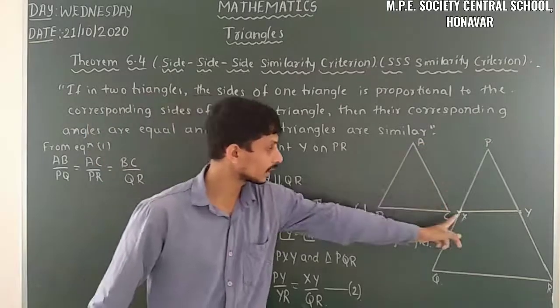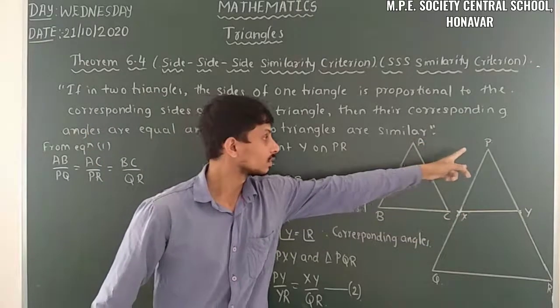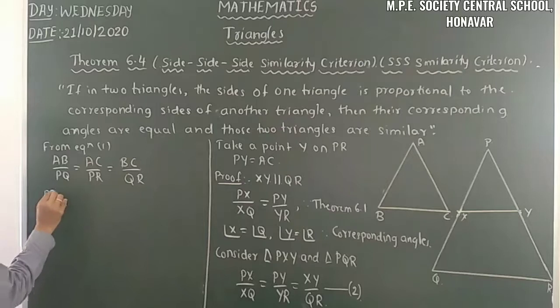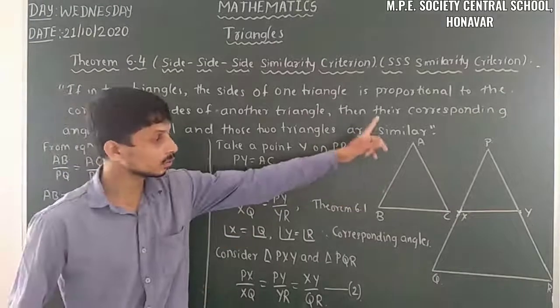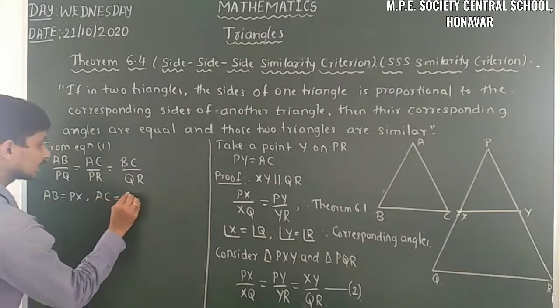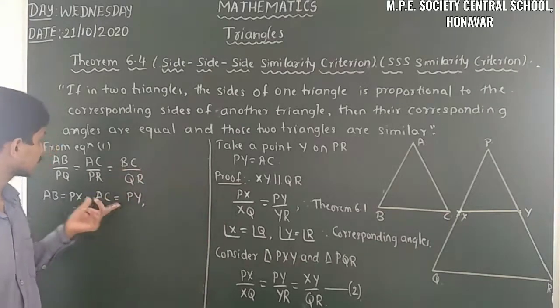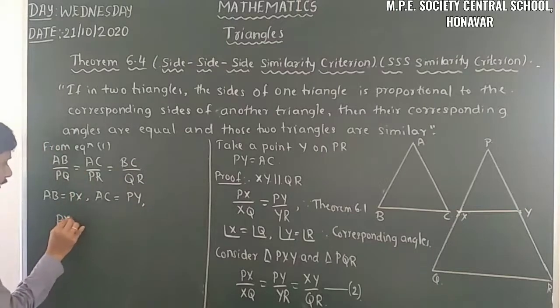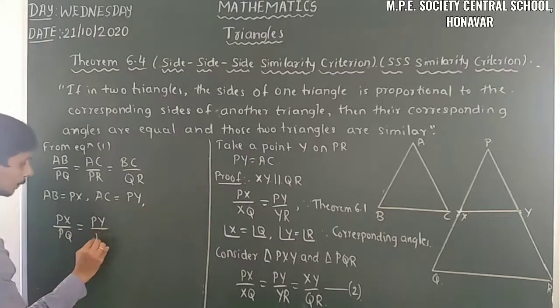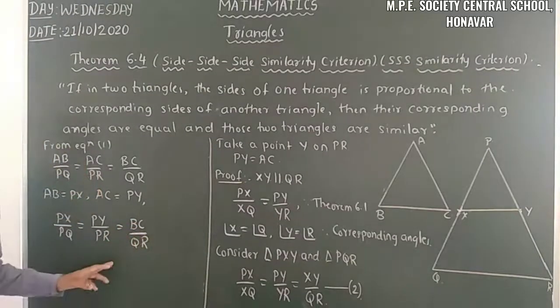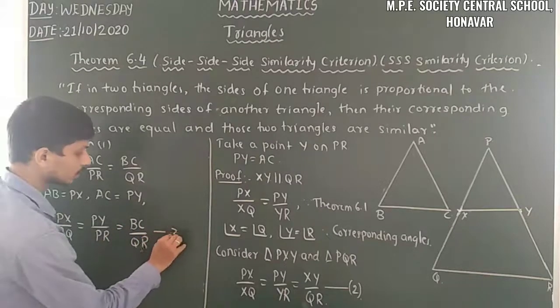Already we know that one. Here we take a point X, where the length of PX is equal to AB. So let us take AB is equal to PX and AC is equal to PY. Then we have to substitute in that. So what we get here is PX by PQ is equal to PY by PR is equal to BC by QR. I will consider this as equation number 3 here.